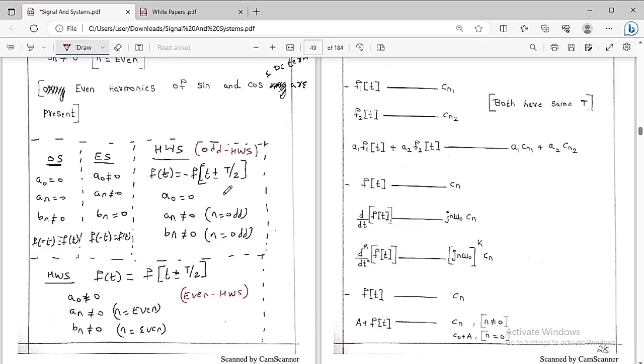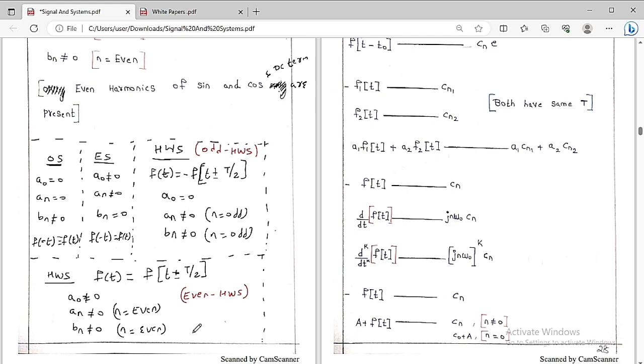Let me give you some more idea here. Basically, this is called the odd half-wave symmetry and this is called the even half-wave symmetry. If I tell you both are just half-wave symmetry, you will get confused. That is the reason I am calling this the odd half-wave symmetry and this the even half-wave symmetry, because in this case only the odd sine and cos terms are present, and here only the even sine and cos terms are present.